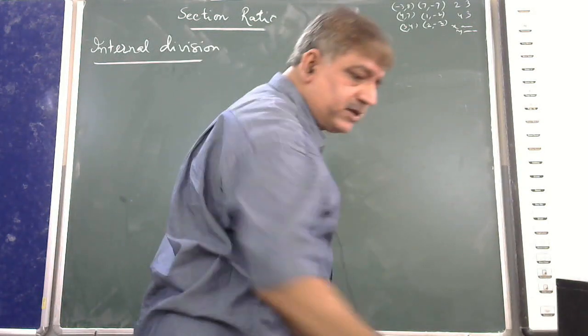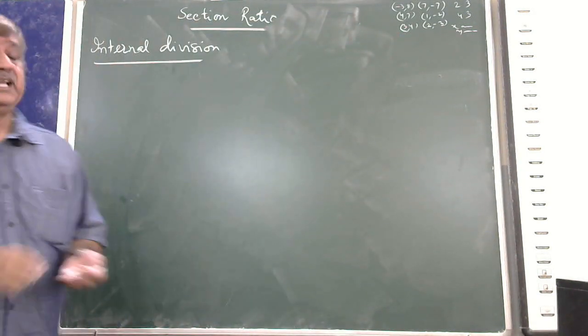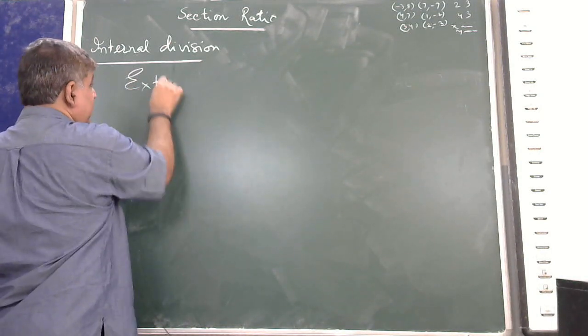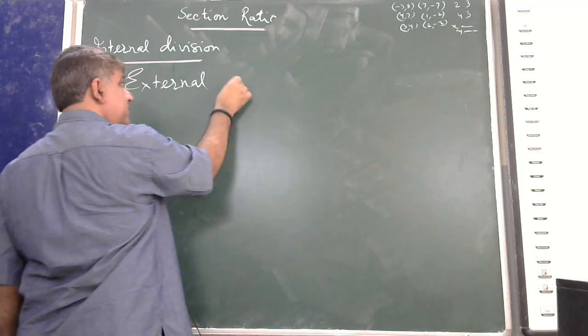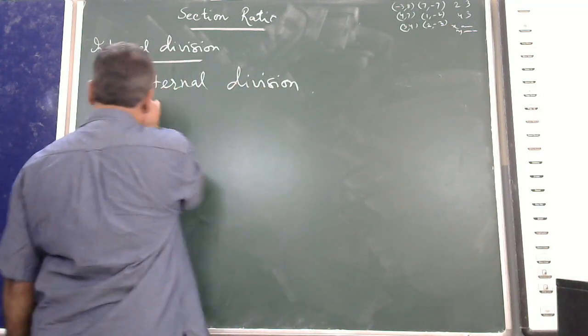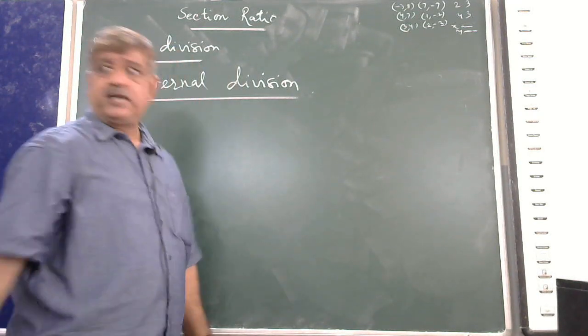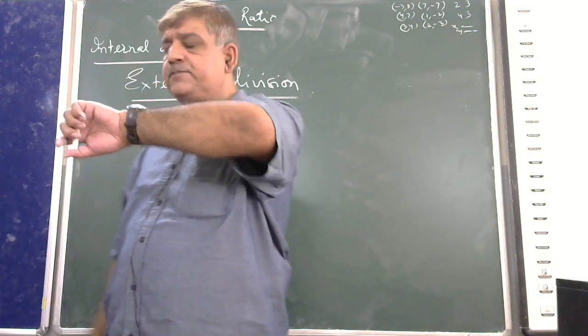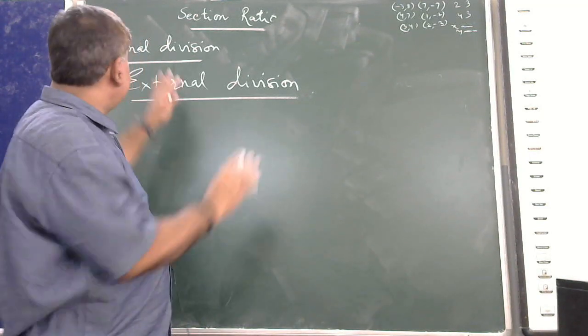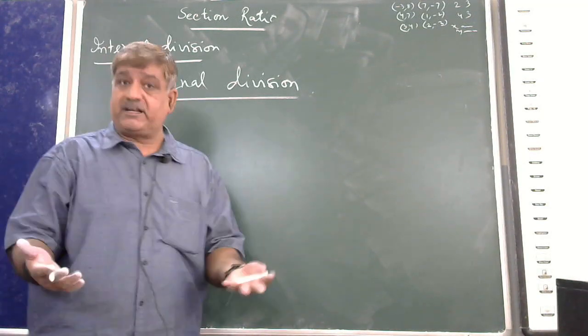Now, we have discussed the internal division formula. In this topic, we have one more division. That division is called external division. Now, what does it stand for? Actually, this concept of section ratio is similar to the concept of vectors. It is nothing but just like a displacement.